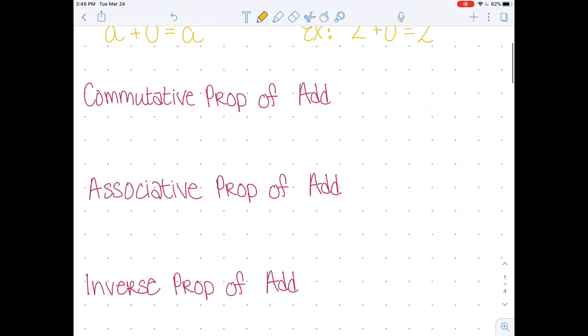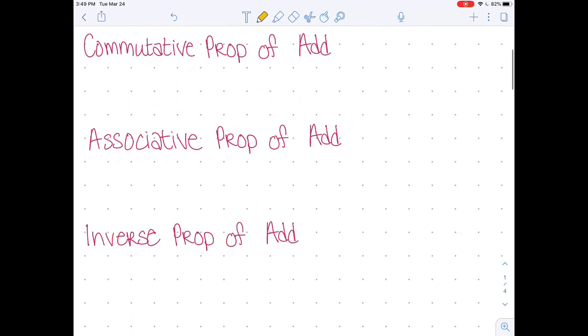The next property is called the commutative property of addition. What this one says is if we have two numbers, a plus b is the same as b plus a. For an example, if I add 5 plus 2, this will get you the same number as if you did 2 plus 5. It's saying you can add in any order.